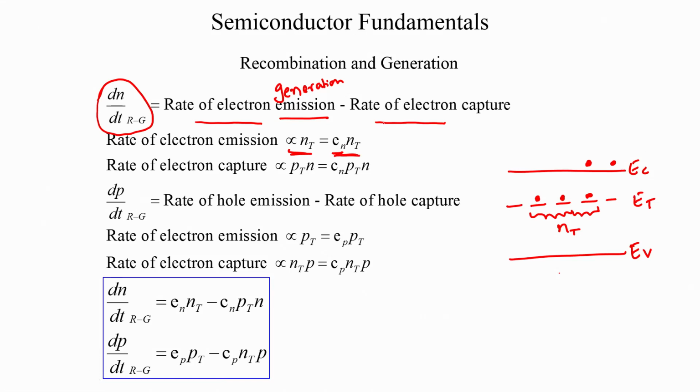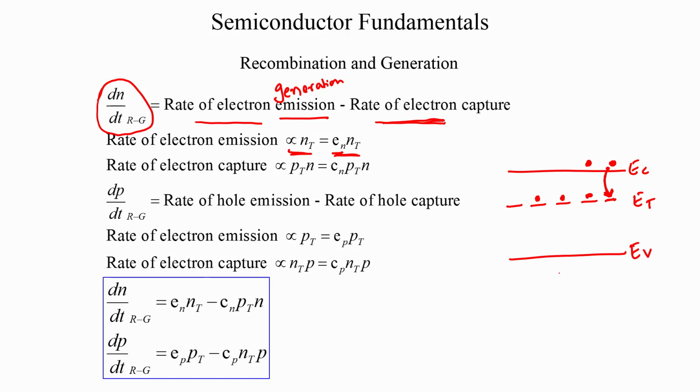Now, what is the rate at which electrons are captured? The electron capture involves a process wherein the electron that is sitting in the conduction band and was free is now going to be captured by a trap state. So, there is an empty state here and this free electron is going to drop down and occupy this empty state. That is the capture of an electron.